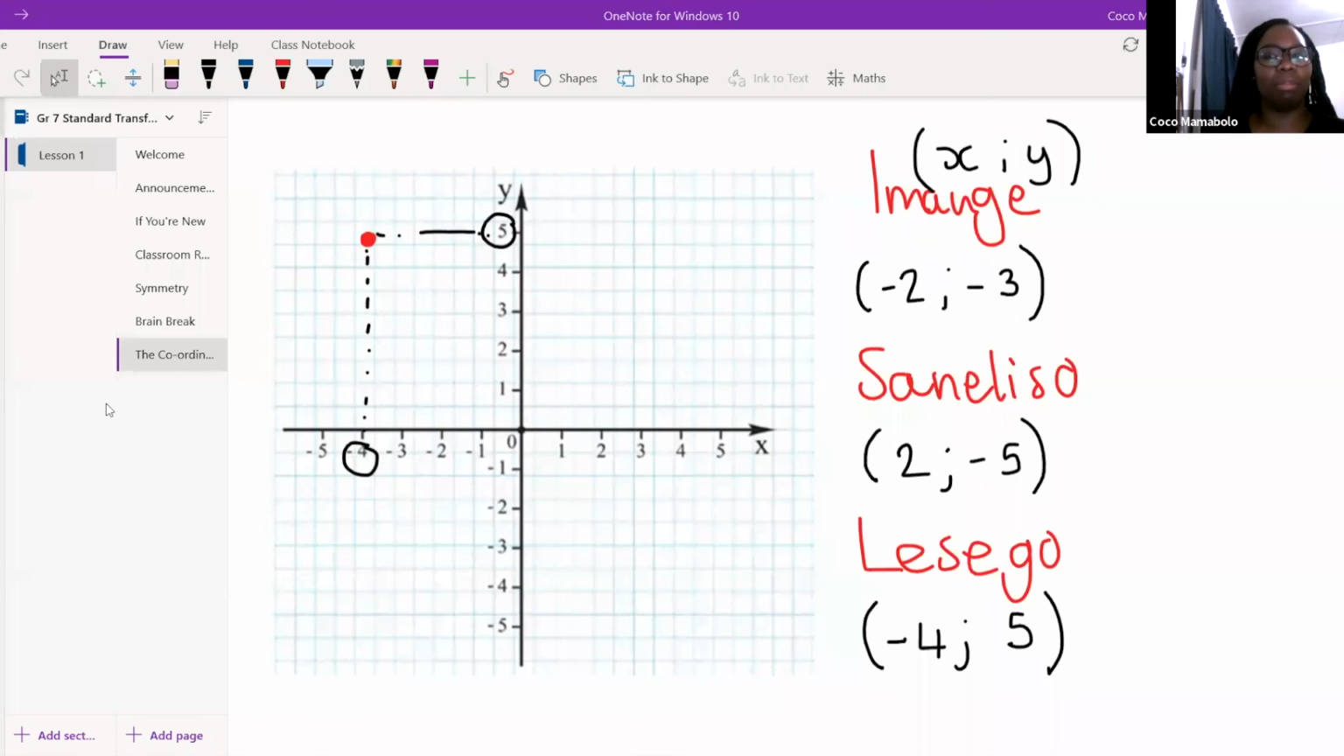Excellent. Amazing stuff. Oh, Inam says you typed too slow. Inam, if you got the right answer, that's the important part. If you got the right answer, that's great.